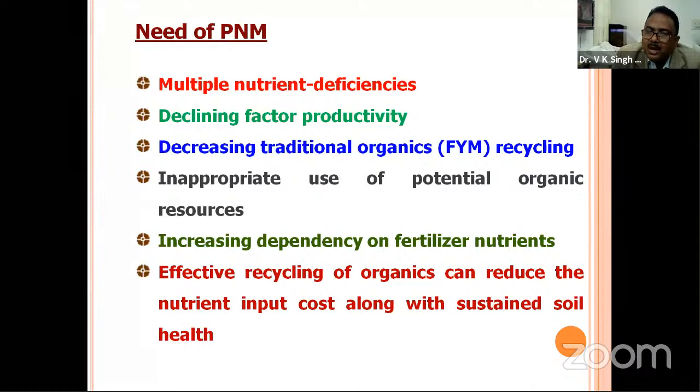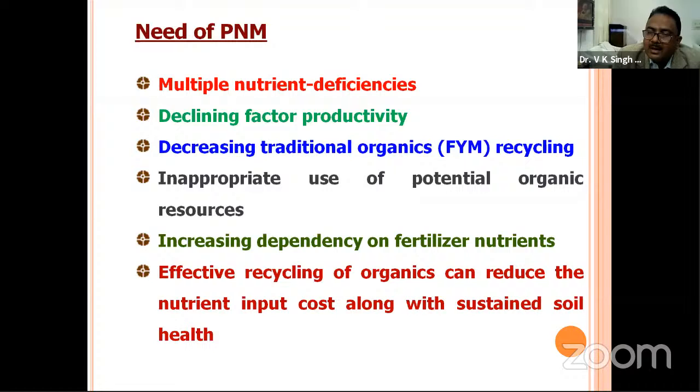Inappropriate use of organic resources, whatever organics we have, even that we are not properly decomposing, we are not using. That is another reason for this kind of poor soil health. And this is another reason, the increasing dependency on fertilizer.